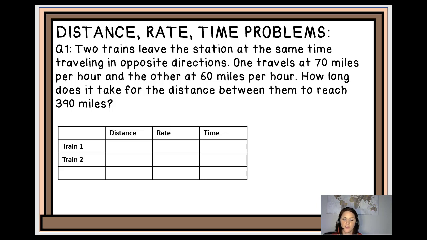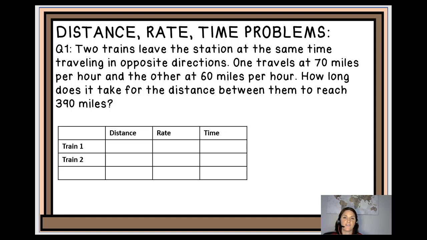Question number 1. Two trains leave the station at the same time, traveling in opposite directions. One travels at 70 miles per hour and the other at 60 miles per hour. How long does it take for the distance between them to reach 390 miles?